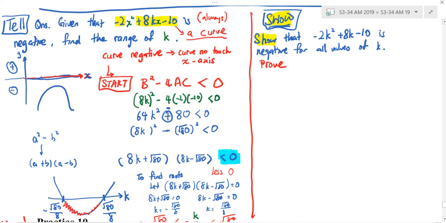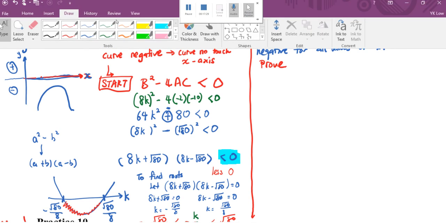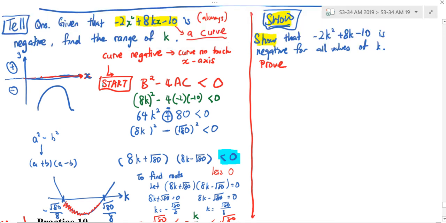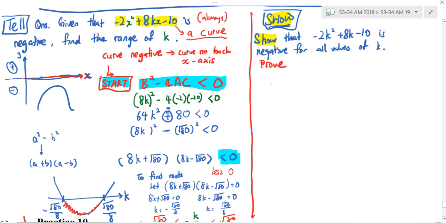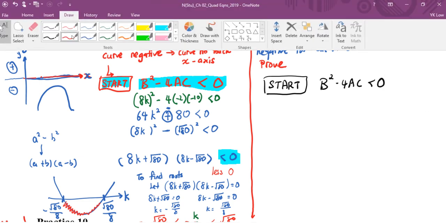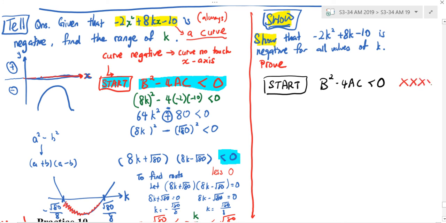Now, this is a show question. I want you to highlight the starting step. The starting step is, I start with b square minus 4ac less than 0. Can I write the wrong step in black? If I start with b square minus 4ac is lesser than 0, in exam, this will be wrong. You need to write down the wrong step first. Don't rub it off. You need to write down the wrong step first.